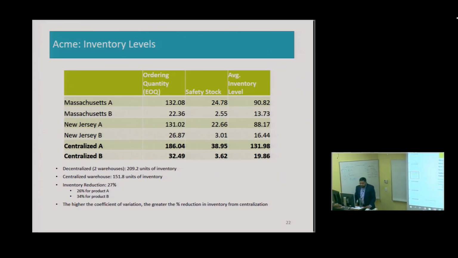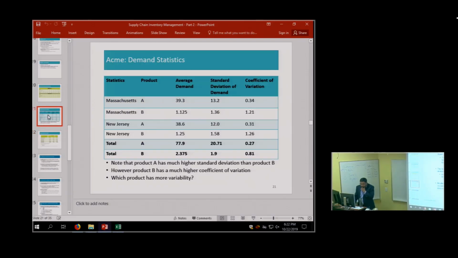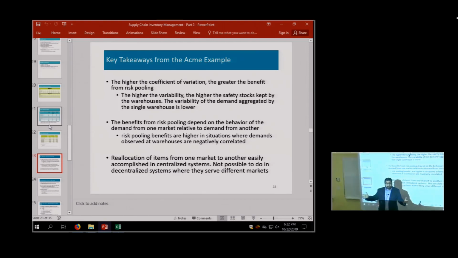Okay, so let me just do a quick self-check. What does inventory levels depend on? So let's say I have two SKUs, everything is the same, one has more variable demand, one has less variable demand. Which one will have more inventory? Highly variable one. So variability increases inventory levels.